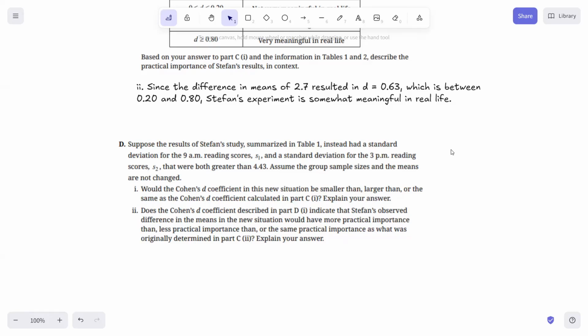There's one more part to this question, part D. Suppose the results of Stephan's study summarized in Table 1 instead had a standard deviation for the 9 a.m. reading scores S1 and a standard deviation for the 3 p.m. reading scores S2 that were both greater than 4.43. Assume the group sample sizes and the means are not changed. Would the Cohen's d coefficient in this new situation be smaller than, larger than, or the same as Cohen's d coefficient calculated in part C?